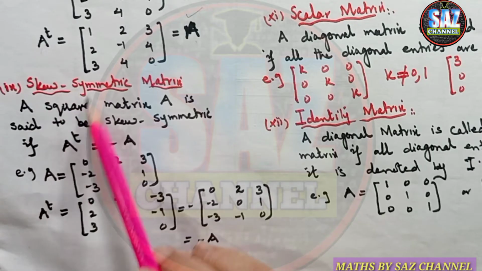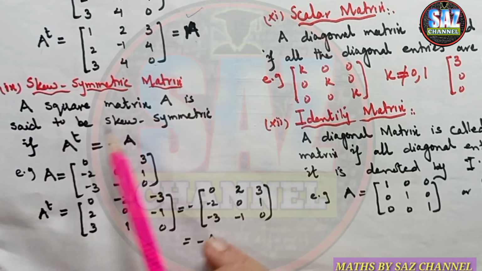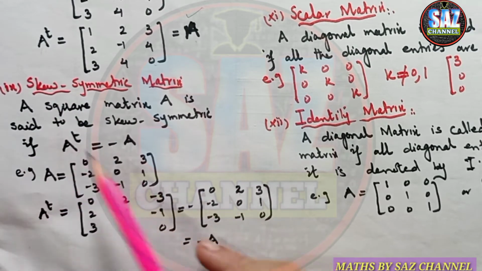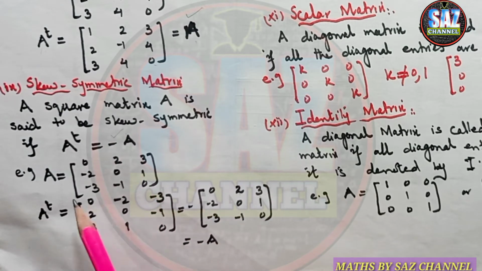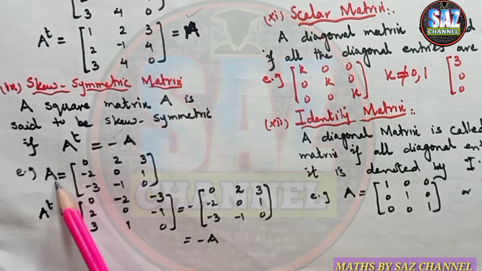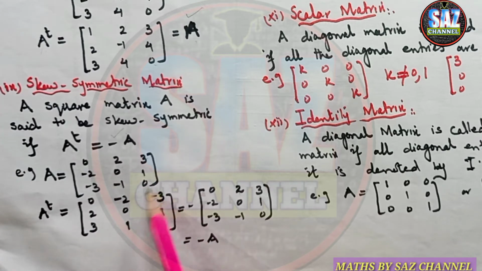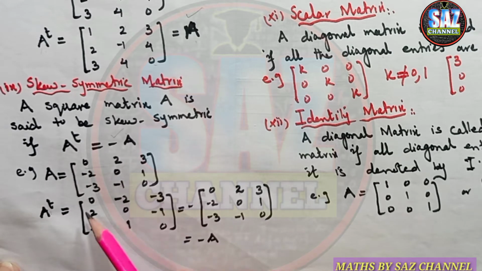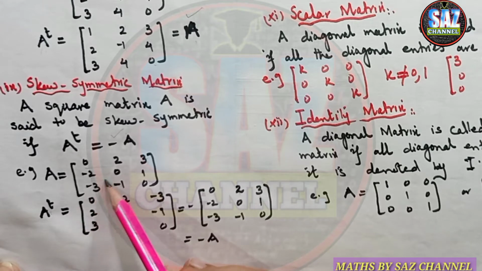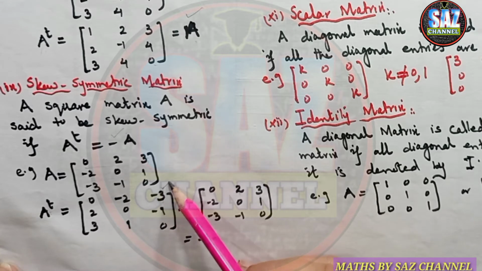Coming to the skew symmetric matrix, the definition is: a square matrix A is said to be skew symmetric if A transpose equals minus A. Now let's take the idea with the help of an example. Suppose we have a matrix 0 2 and 3. The next row is minus 2 0 and 1, and then the next is minus 3 minus 1 0. When I'm taking the transpose, I'm changing this row into a column, then the second row I have written in the form of a column, and the third row I've written in the form of a column.